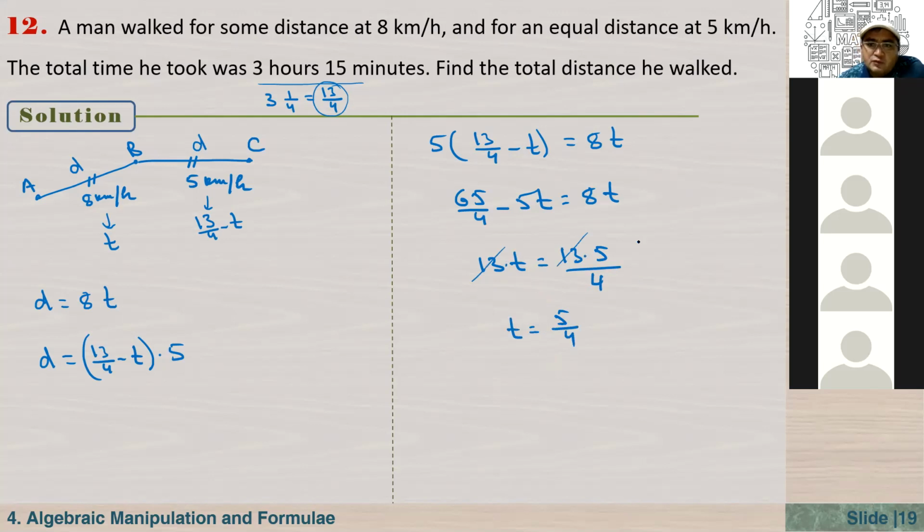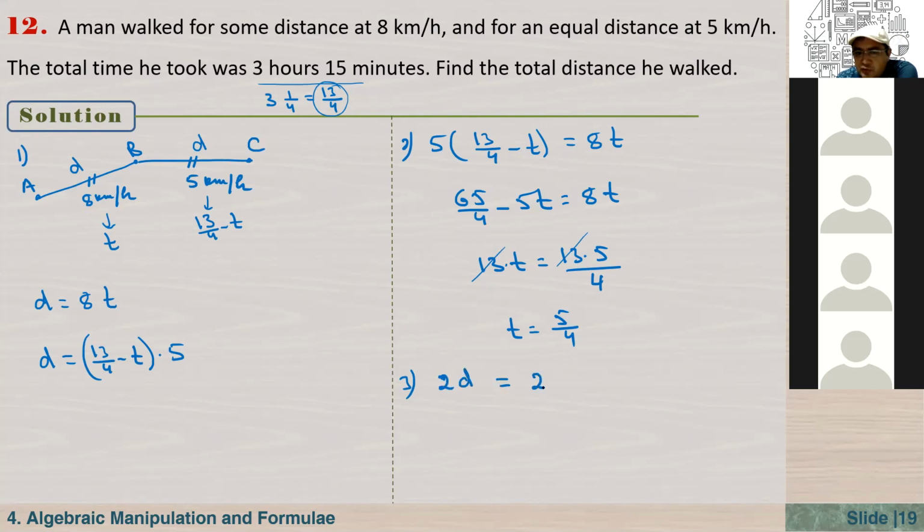Okay. Now, what is the question? Find the total distance he walked. That is the first part. This is the second part. And the third part is, Ayan, what is the total distance? Distance equals speed divided by time. No, no, no. Total distance here. What is the total distance? It is from A to B and B to C, right? The total distance is 2D.